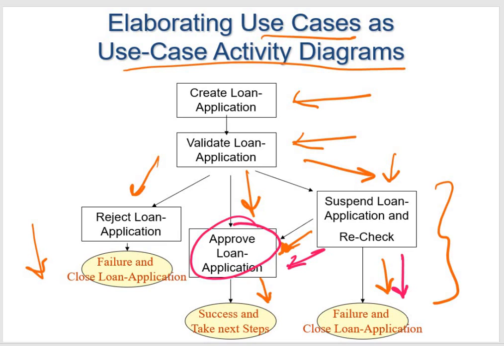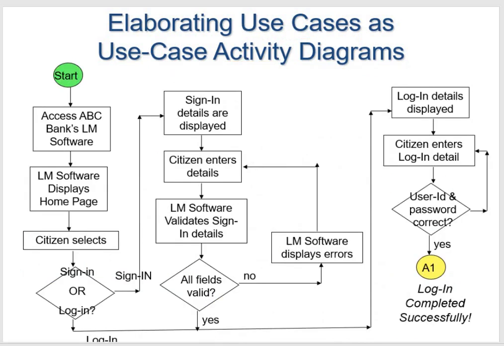That means there are possibilities that from here also I can approve it or I can close it. So on one side I can move in this direction where I'll go ahead with approving the loan application, or else I'll close it. Now further, we are going to elaborate the use case as a use case activity diagram.